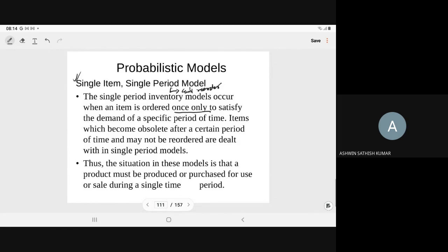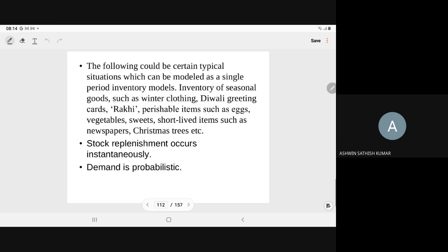Before selling the crackers, you have to procure the crackers by judging the demand. In that period you cannot reorder. In that period you cannot purchase. In that period you cannot produce. So the following could be certain typical situations which can be modeled as a single period inventory model.